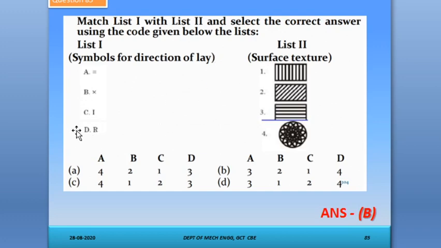The R indicates the radial line of the surface: tool marks, scratches formed in the radial line. R indicates this, like this. It's R4. Therefore, the option is A3, B2, C1 and D4. Option B is the correct answer.